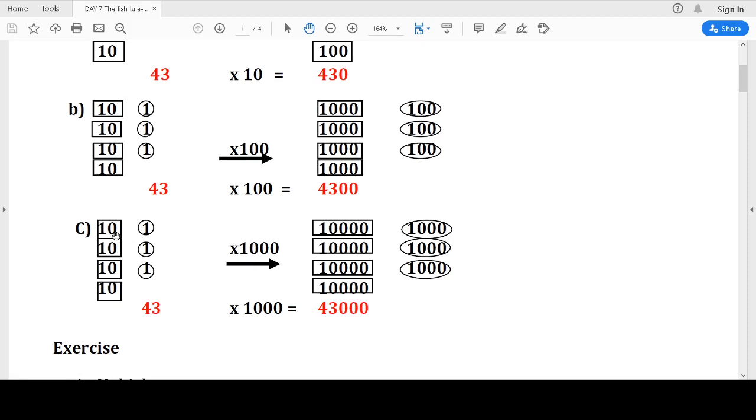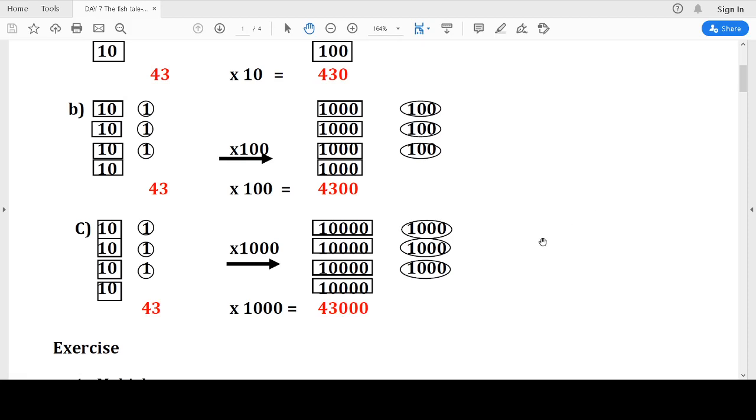Suppose I multiply 43 by 1000. So each box has to be multiplied by 1000. So 10 into 1000 makes 10,000. So every box here, all the 4 boxes become 10,000. So this becomes 40,000, and here 1 into 1000 is 1000, so 3000. So total is 43,000. See, children, you can just see 43 multiplied by 1000. Since there are 3 additional zeros, I just write this number 43 as it is and put these 3 zeros when we are multiplying by 1000.